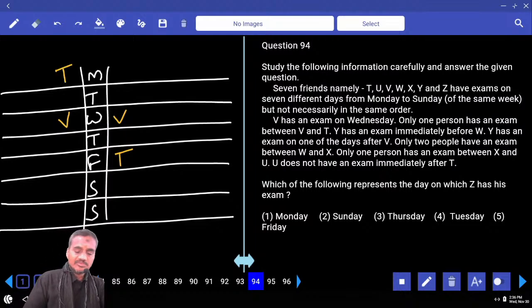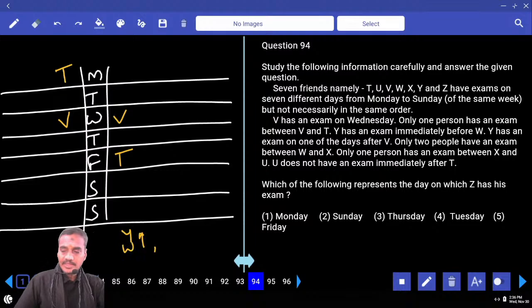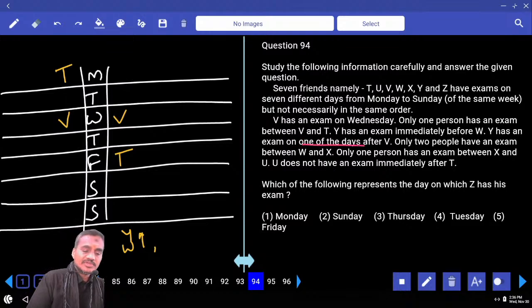Y has an exam immediately before W. Y is immediately before this W. And Y has an exam on one of the days after V.